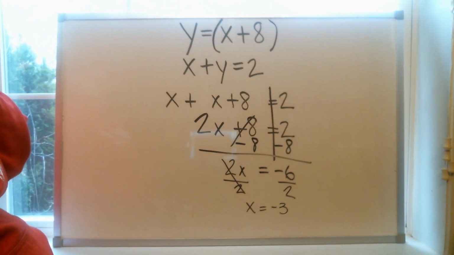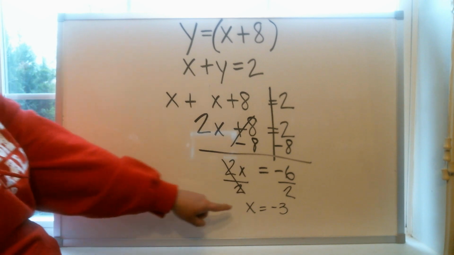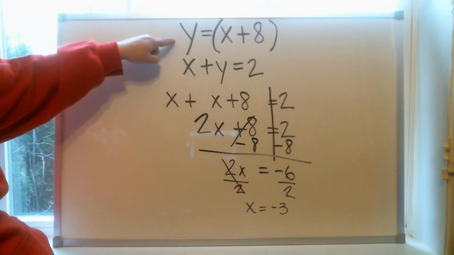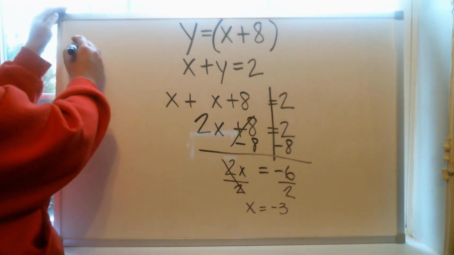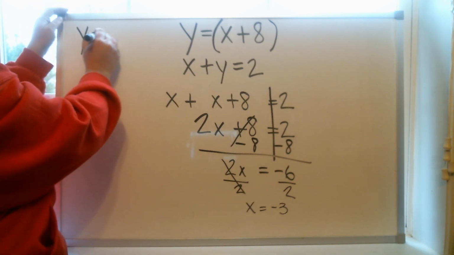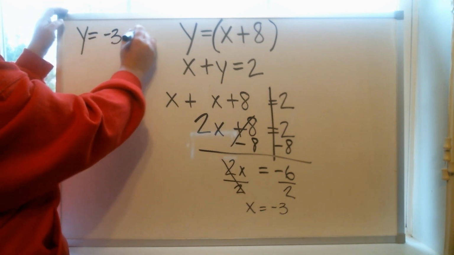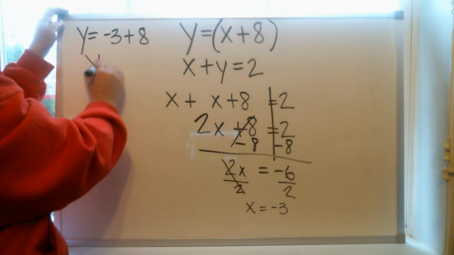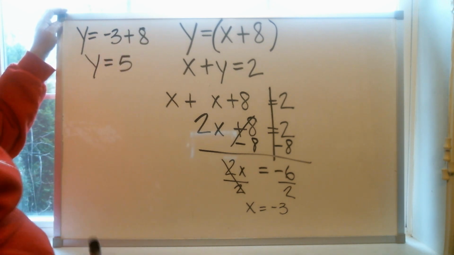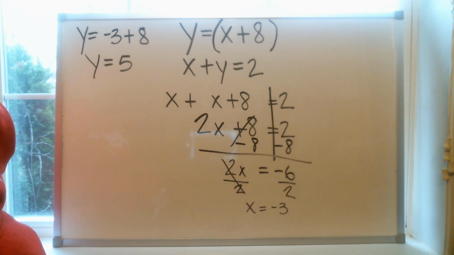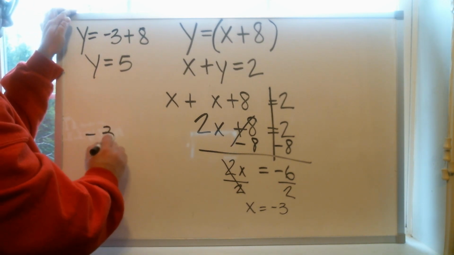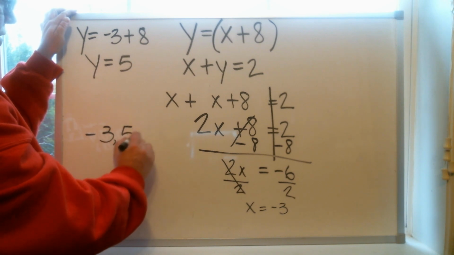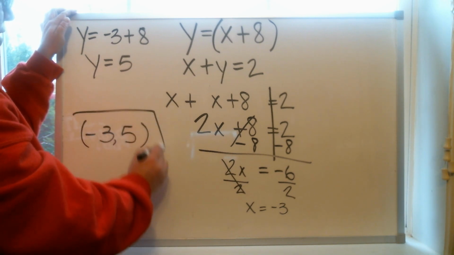Okay, so I'm not done yet. I've got to take the negative 3 and go back and pick one of the equations and put in a negative 3. I'm going to pick the first one. So y equals negative 3 plus 8. So that means that y equals 5. I'm going to write my answer as an ordered pair. So I've got negative 3, comma 5. And that's my final answer.